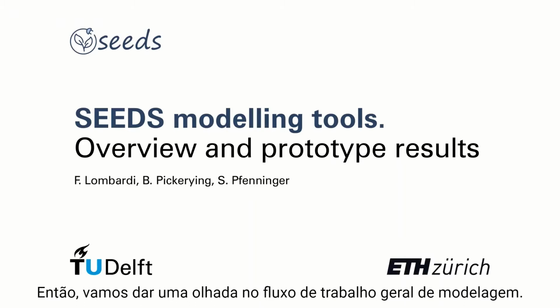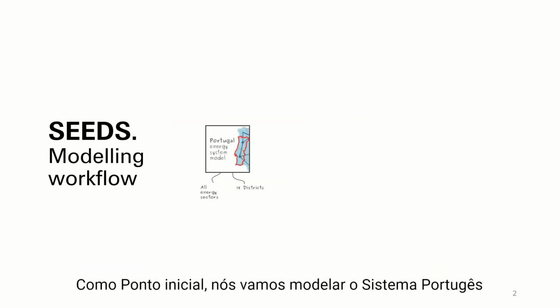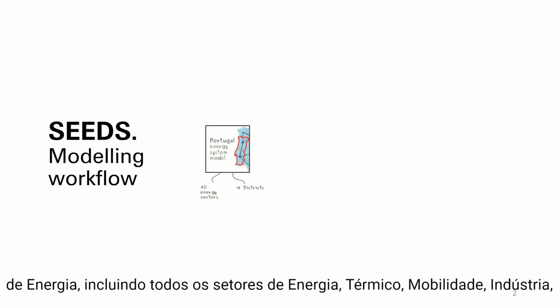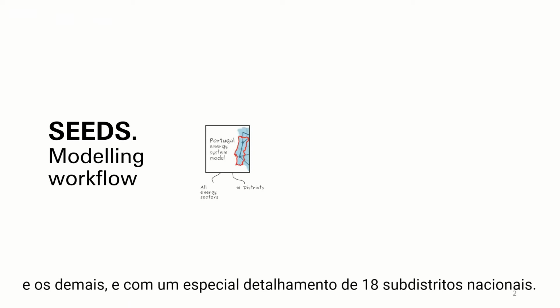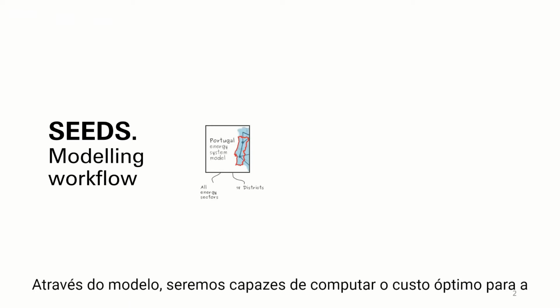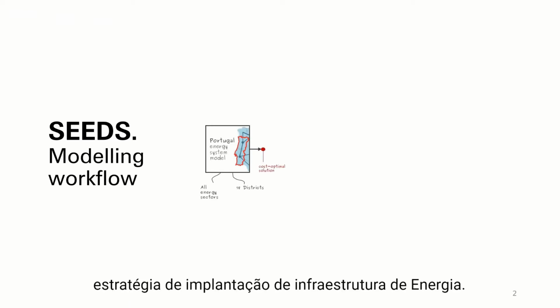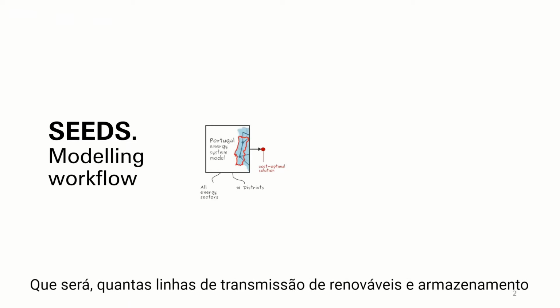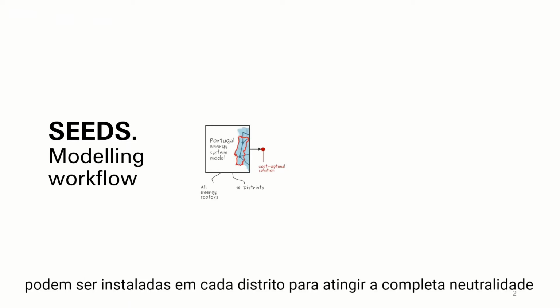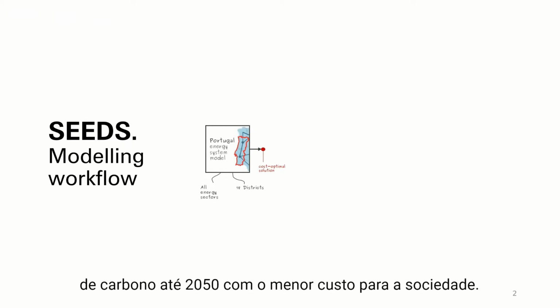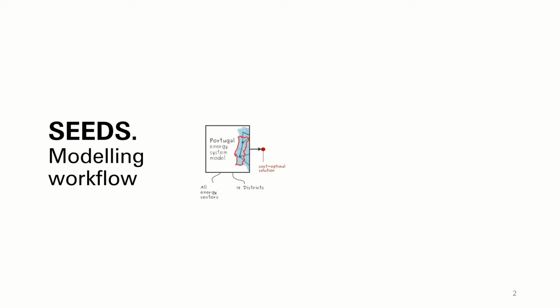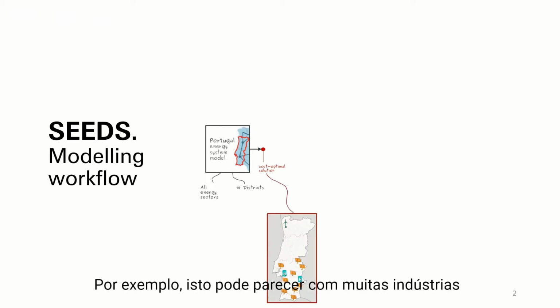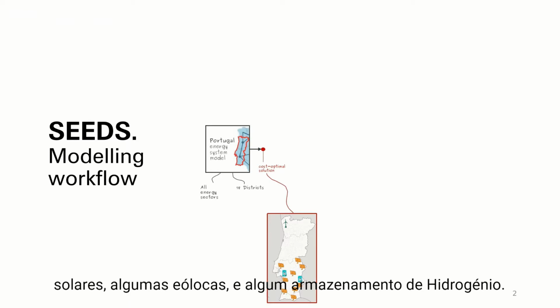So let's have a look at the overall SEEDS modeling workflow. As a starting point, we will model the Portuguese energy system, including all energy sectors, heat, mobility, industry, and so on, and with a spatial detail of 18 subnational districts. From the model, we will be able to compute the cost-optimal energy infrastructure deployment strategy. That is, how many renewables, transmission lines, and storage we should install in each district to achieve a fully carbon-neutral system by 2050 at the lowest economic cost for society. For instance, this might look like this, with a lot of solar farms, some wind and some hydrogen storage.